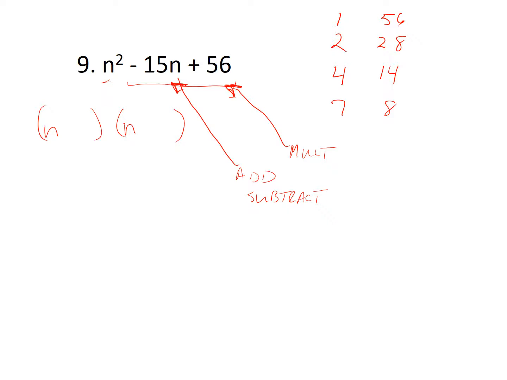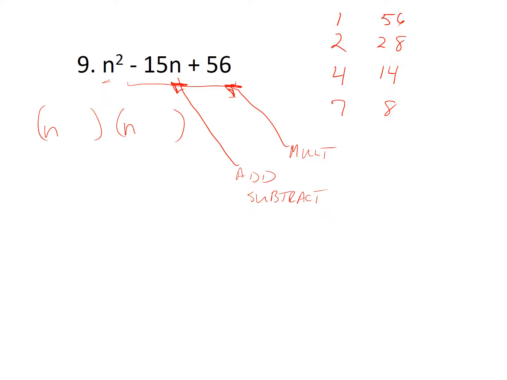So 1 and 56, or 1 times 56. If I multiply them, yeah, that satisfies that. But if I add those two together or subtract them, they're way too far apart. There's no way I'm going to get a 15 out of those two. So 2 and 28, similar, right? 2 times 28 is 56. But again, they're too far apart. There's no way I'm going to get a 15 out of that by either adding or subtracting. 28 minus 2 is 26. 28 plus 2 is 30.